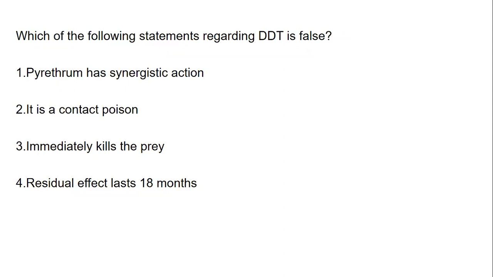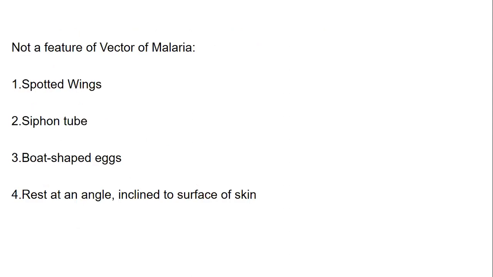Which of the following statements regarding DDT is false? Pyrethrum has synergistic action. We have come across this. It is a contact poison. It immediately kills the prey. Residual effect lasts up to 18 months. All these points were discussed previously. And most of the vectors developed resistance to DDT. So the false statement here is that it immediately kills the prey.